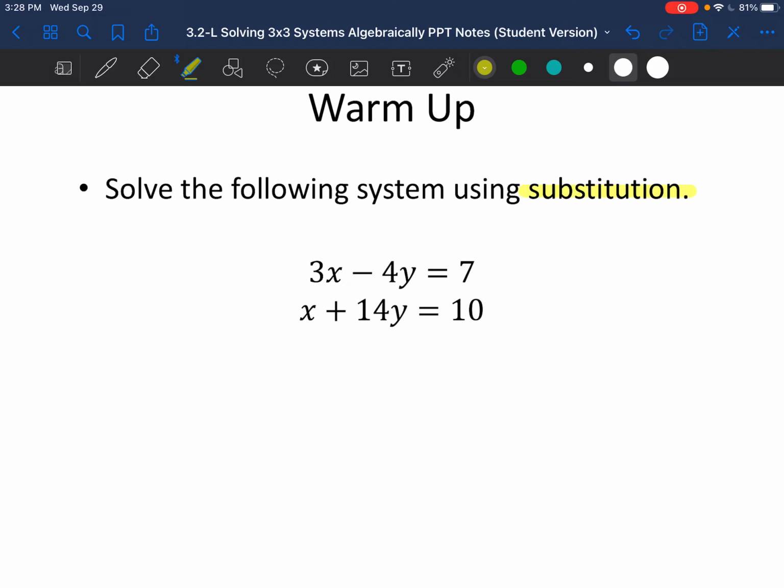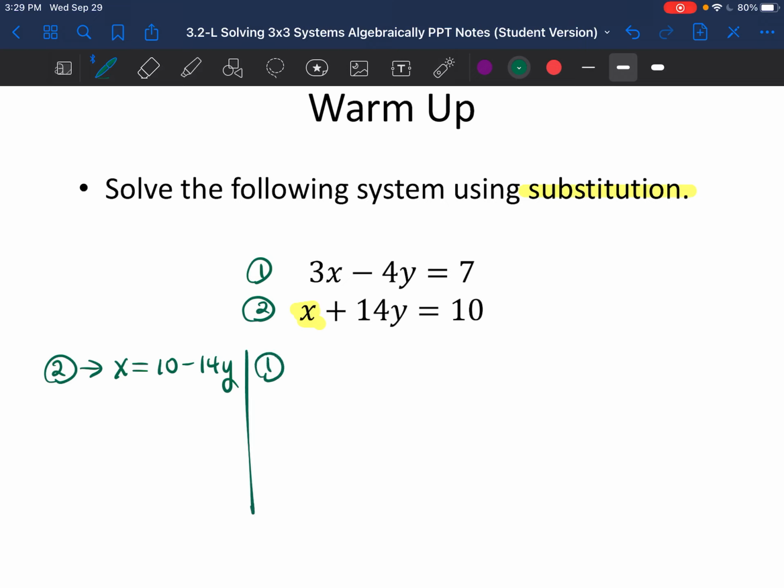And so for substitution, the first thing you need to do is pick an equation to isolate a variable. And so you're looking for a coefficient of 1 so that you won't have to divide by a number. And so here, this would be the easiest variable to solve for, because here I would have to divide by a 3, here I'd be dividing by -4. And so I'm going to pick equation 2, the variable x. And so from equation 2, if I solve for x, I would have to subtract 14y from both sides. And so my new equation would be x equals 10 minus 14y.